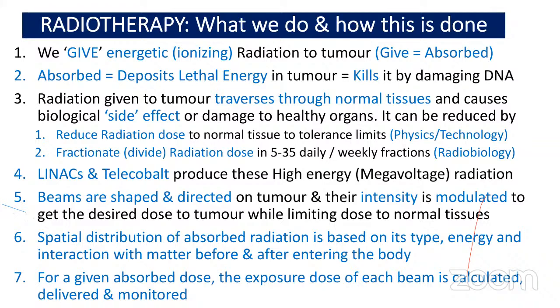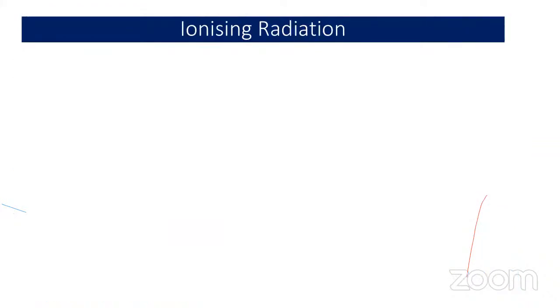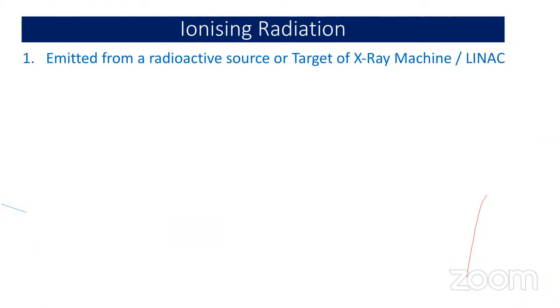So for a given absorbed dose, we want this tumor to absorb this much dose. Gray is the unit of absorbed dose. We know that if this is the exposure dose from each beam, we calculate how many monitor units or centigray we have to give, and how it has to be delivered and monitored, so that this intended thing is achieved. So ionizing radiation here, I'm referring to, is emitted from a radioactive source or a target of an X-ray machine or a LINAC. That's where it comes from. These are the only two sources of ionizing radiation.